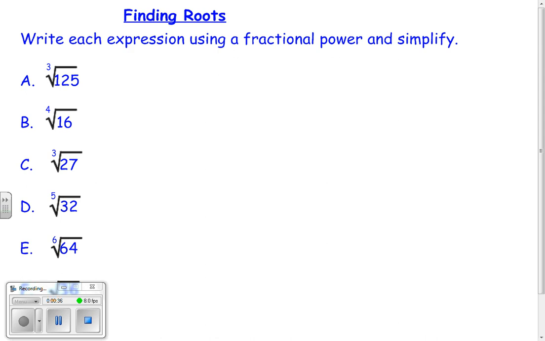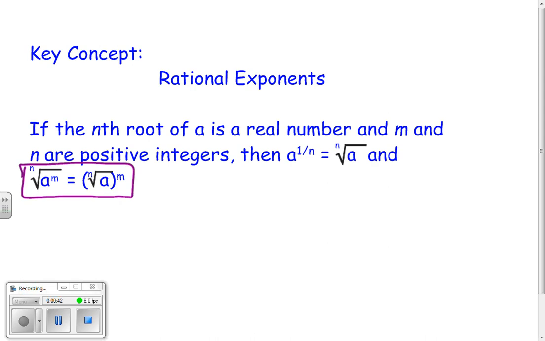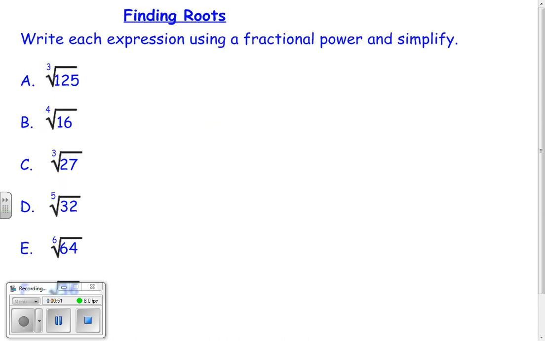I'm taking a look at the first set of problems. They want you to write the expression using a fractional power and then simplify. So again, just like this key concept says, fractional exponents are really roots, in which the denominator of the fraction is the index. And so in letter A, the cubed root of 125 can really be written as 125 to the 1/3. And the cubed root of 125 is 5.